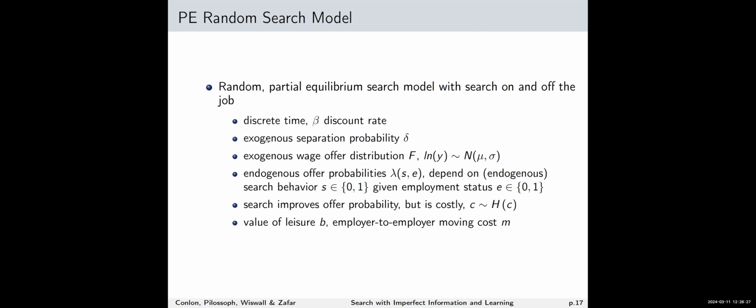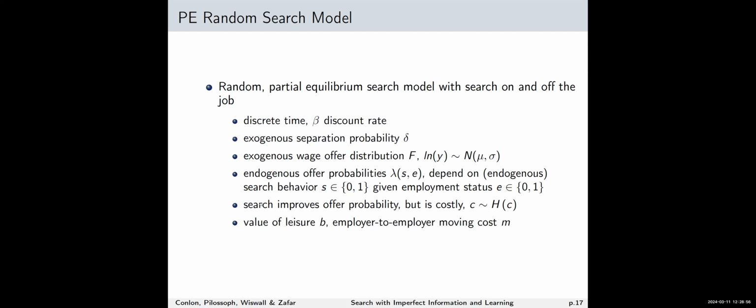There's going to be an exogenous separation probability delta, an exogenous offer distribution. We're going to assume offers are log normal. These offer probabilities are going to be endogenous. So we're going to allow people to choose whether or not to search, so it's just going to be a 0-1. And searching and employment status are going to affect your probability of receiving an offer in a flexible way. We're going to do it in a way that is going to be disciplined by the data.